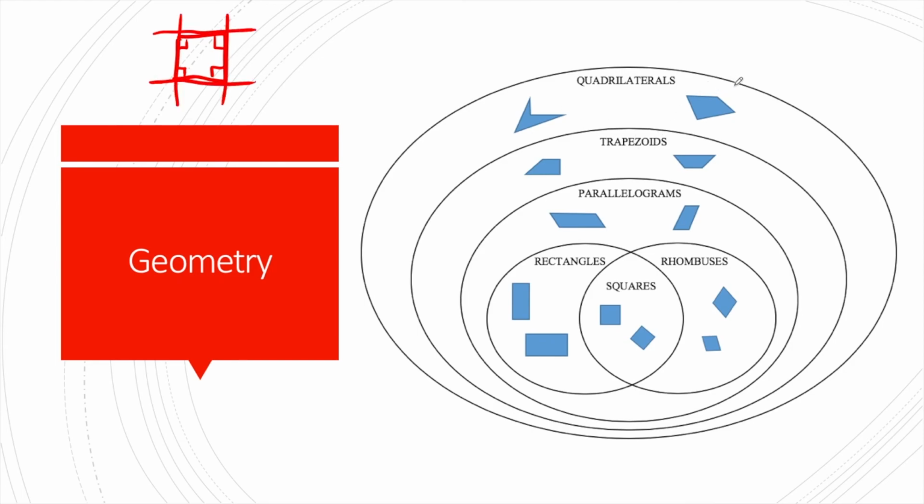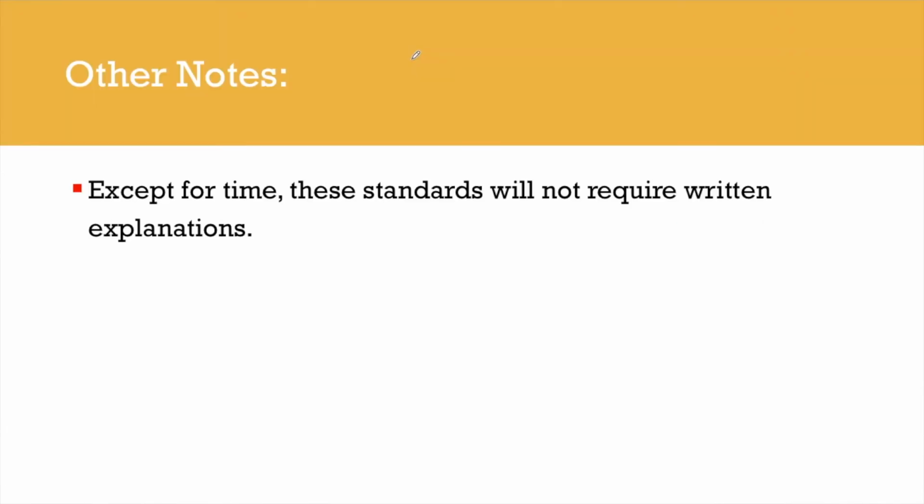And so this graphic organizer shows that quadrilaterals is the big category. And then as you get more properties, you get more and more defined, but you're still a quadrilateral. Now, except for time, these standards are considered minor or supporting content, and so they will not require written explanation.